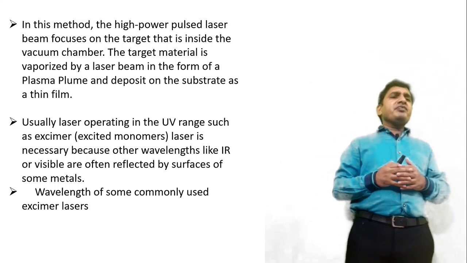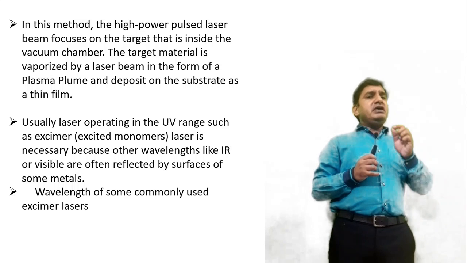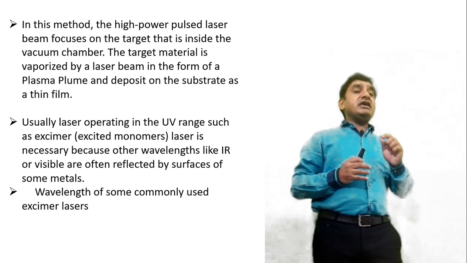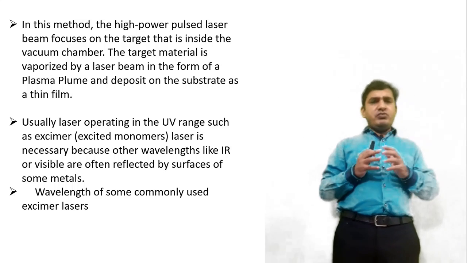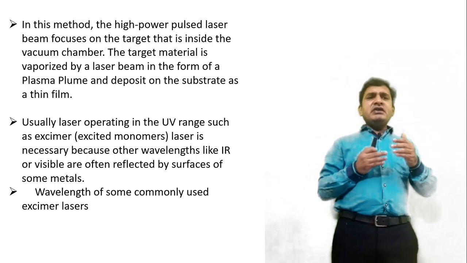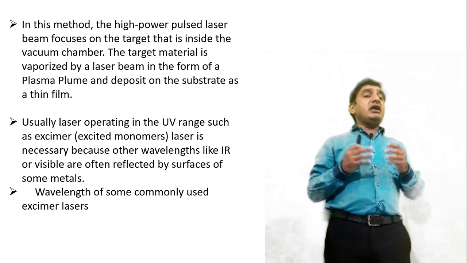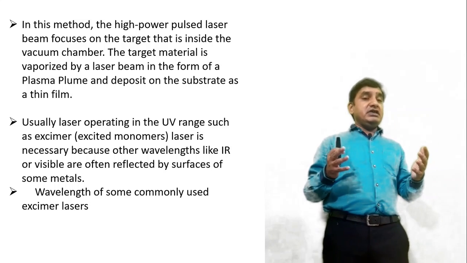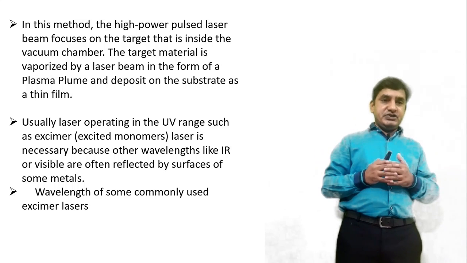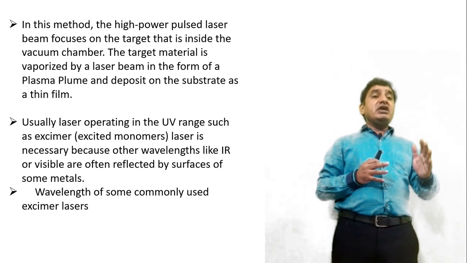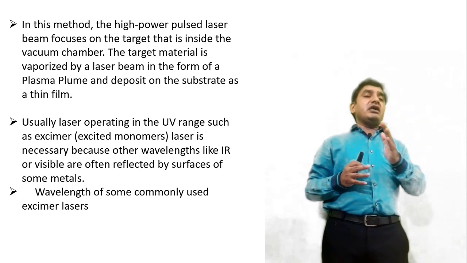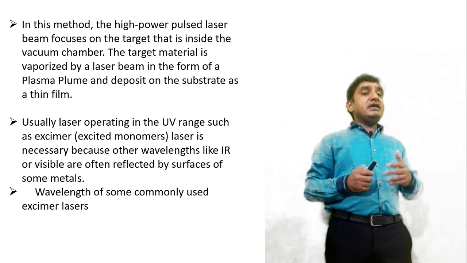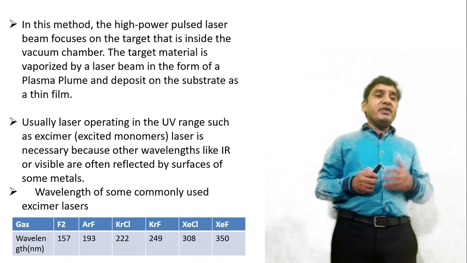Usually the laser operates in the ultraviolet region, such as excimer, that is excited dimer. The laser wavelength is in the ultraviolet region. It is not in the infrared region or in visible light. We generally use a laser beam in the ultraviolet region, and the wavelengths of commonly used excimer lasers are here.